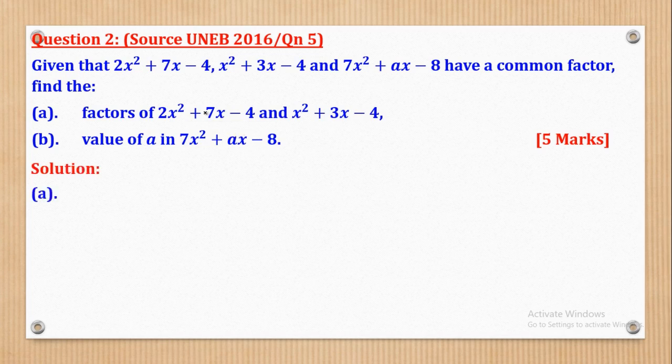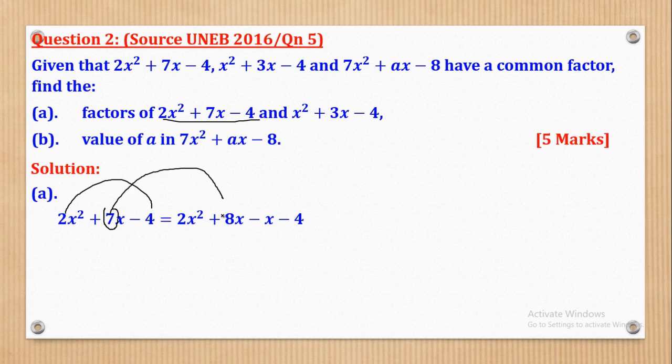So we have to factorize. When I factorize, I first factorize that one. For this one, I look for the factors whose sum is positive 7 and product is negative 8. Those two factors are 8 and negative 1. That is why, where there was 7, you put 8 and negative 1.